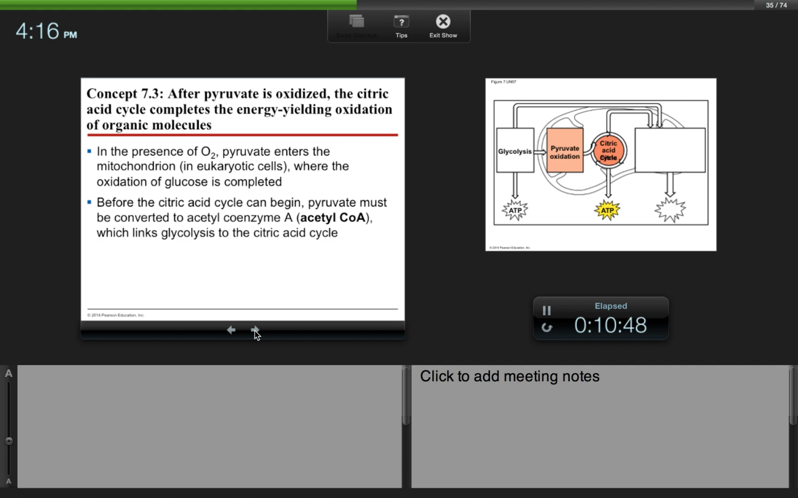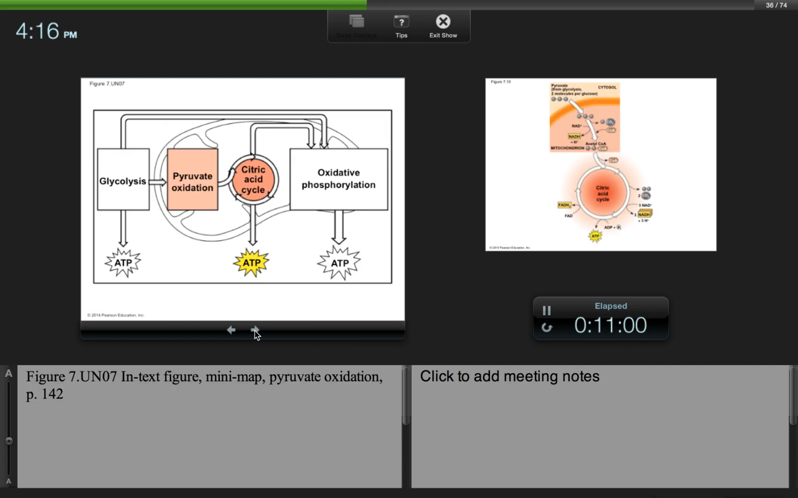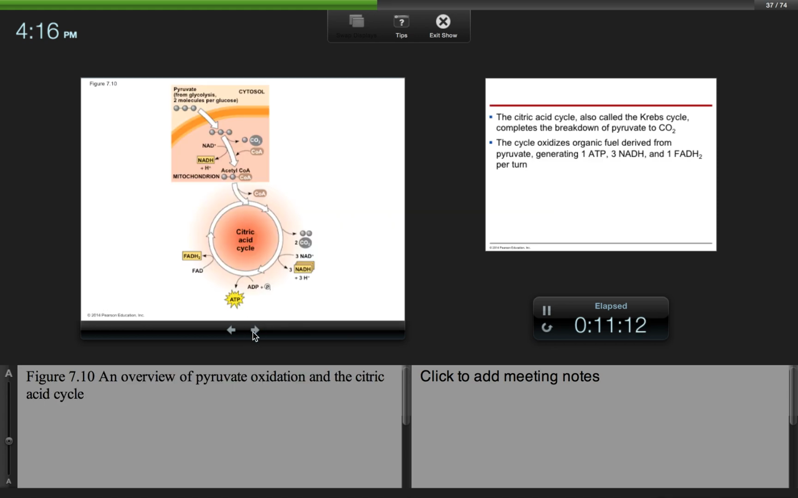In the presence of oxygen, pyruvate enters the mitochondria where the oxidation of glucose is completed. Before the citric acid cycle can begin, pyruvate must be converted to acetyl coenzyme A, which links glycolysis to the citric acid cycle. So we've broken down glucose in half into 2 pyruvates, and through pyruvate oxidation, that forms acetyl coenzyme A, which will enter the citric acid cycle. Pyruvate enters the mitochondria and gets converted to acetyl coenzyme A. NADH gets produced, and that NADH will bring electrons to the electron transport chain.